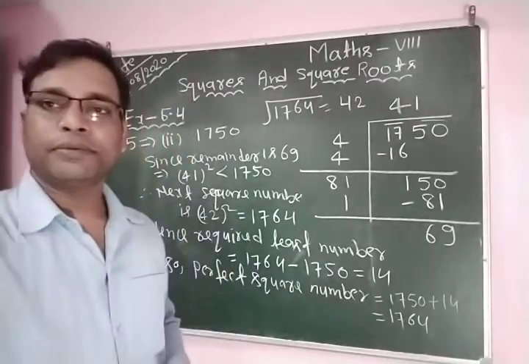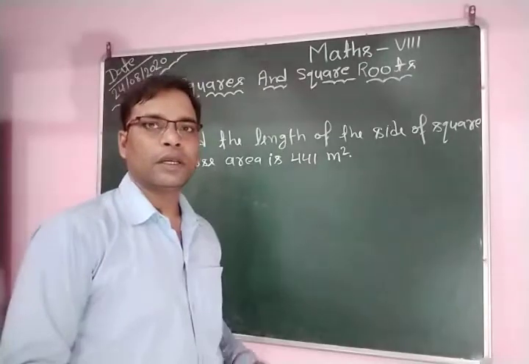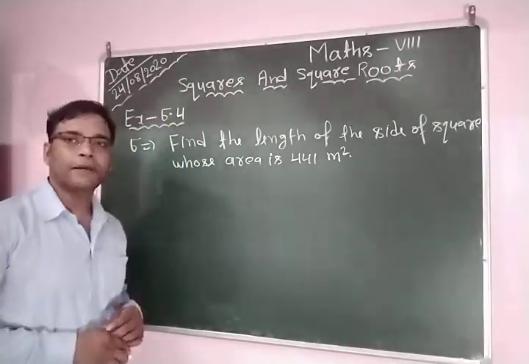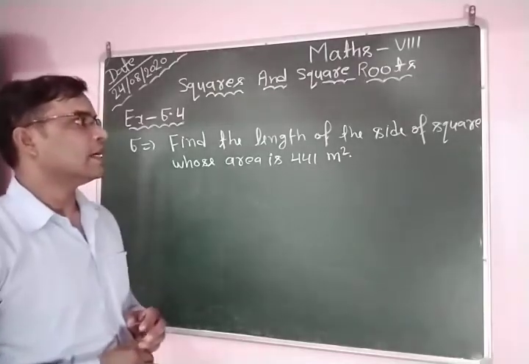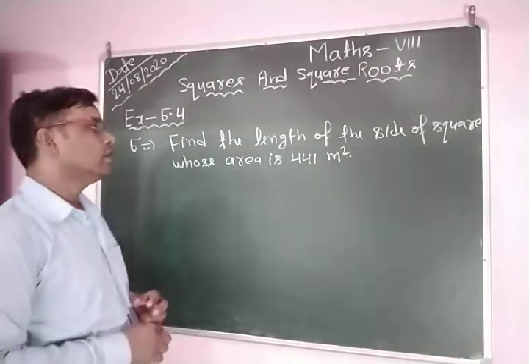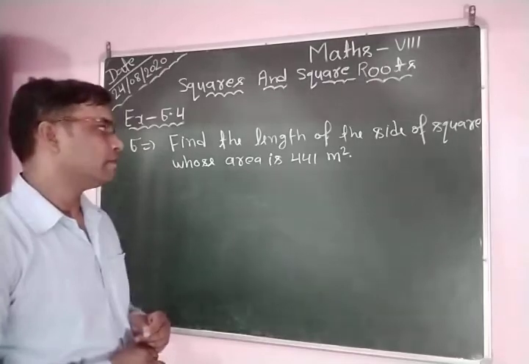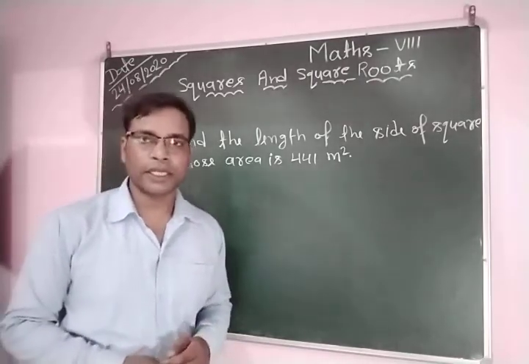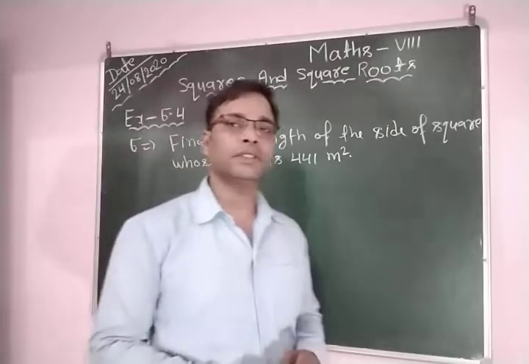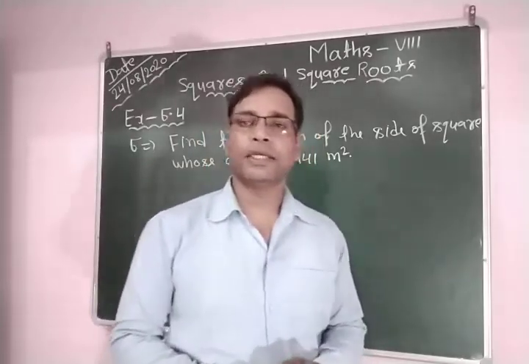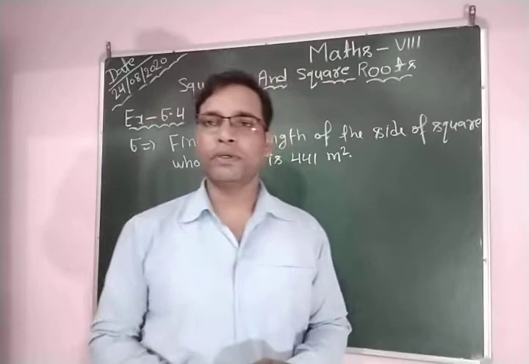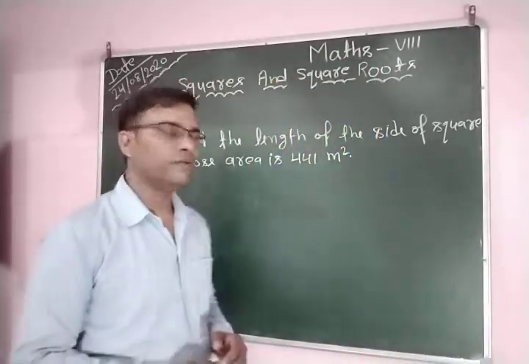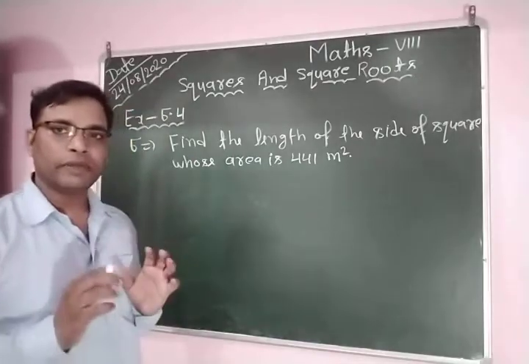Question number 6, you can see here, this is question 6. Find the length of the side of a square whose area is 441 square meters. So here the area of the square is given, 441, and we need to find the side of the square. So we know that the area of a square is side into side. Okay, so first we let the side of the square be x.